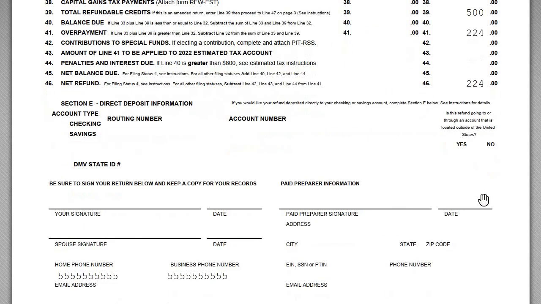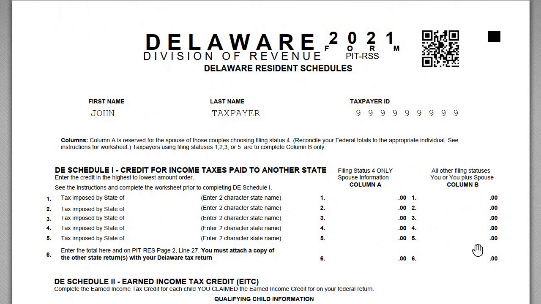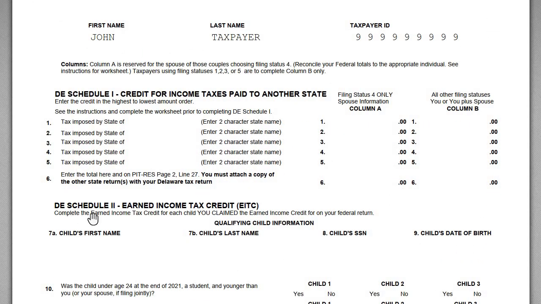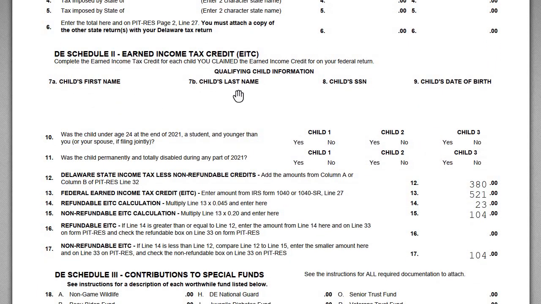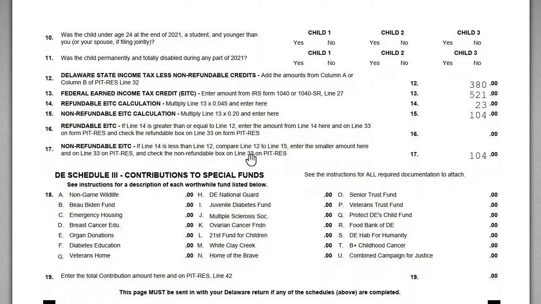So the credit is computed within one of the DE schedules. So we have DE Schedule 2 here, Earned Income Tax Credit. Now, child's name, last name, again, he doesn't have any dependents, right? So no qualifying children, so it's okay to leave that blank. And then here, lines 13 through 17 is where we have the federal and state EIC amounts. So we can see here, line 13 is the federal earned income credit amount, right? There's that $521. Then you need to compute both the refundable and non-refundable portion.